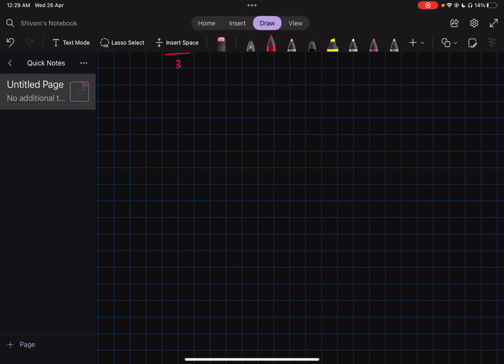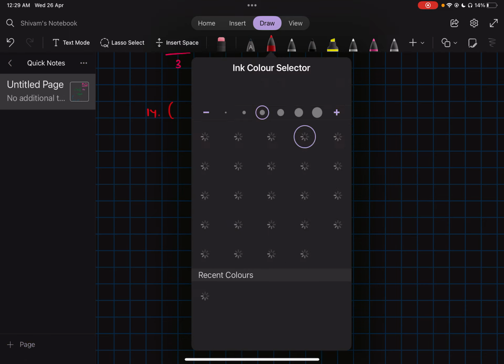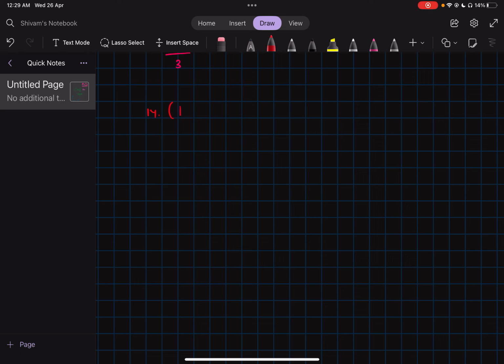Then the 14th question, which is, well, if my pen will work, integrate 1 minus x root x dx. Again, you want to multiply this out so you can get it in two separate terms, which will both be separated by a plus or minus, so you can integrate separately.